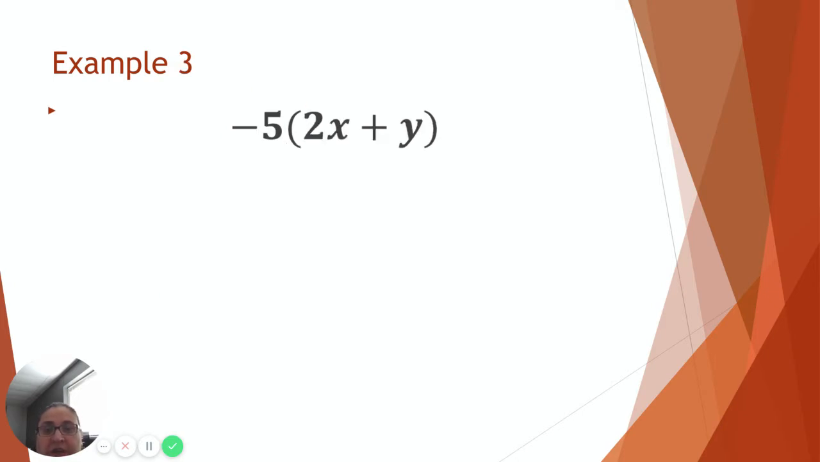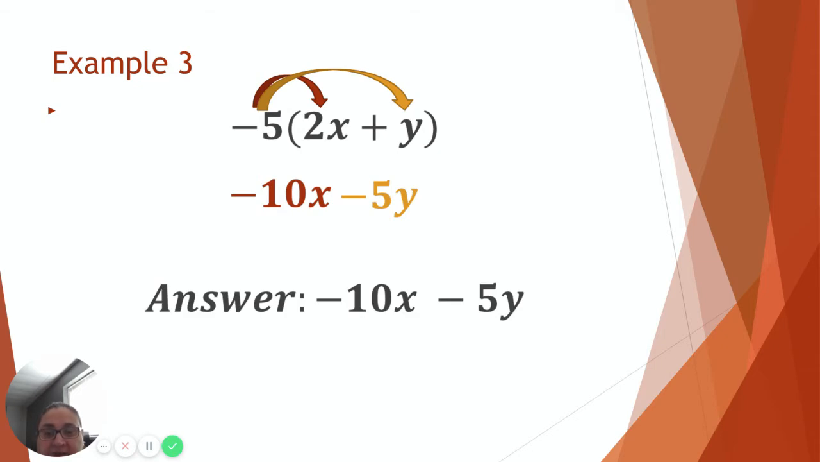Next example, this time I have two variables. I have an x and a y inside the parentheses. Once again, whatever is outside the parentheses, you have to multiply through to everything inside the parentheses. So negative 5 times 2x is negative 10x. Then I do negative 5 times y, which is negative 5y. I cannot combine these two because one has an x, one has a y, so they are not considered like terms. So my final answer is negative 10x minus 5y.